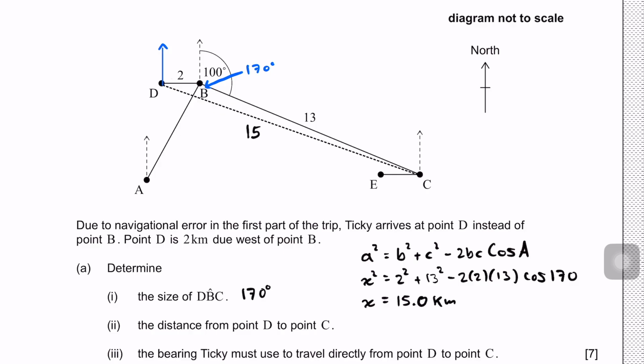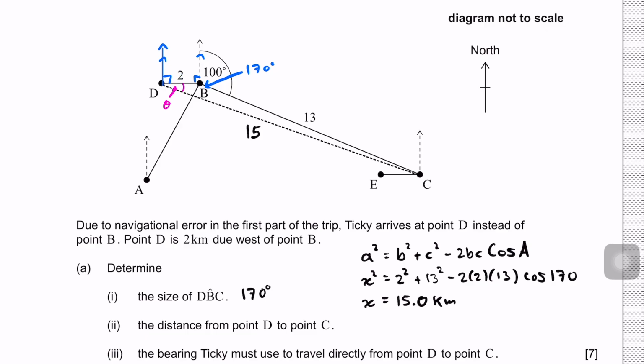And if we're asked to find the bearing, the angle that we need to sweep through to go from D to C? Well, we know that this right here is true north. This right here is true north. So these are two parallel lines. And if this is 90 degrees, then this is 90 degrees. Okay. So if we could only find this angle right here, well, then we could say 90 plus theta would give us the total angle that she needs to sweep through.